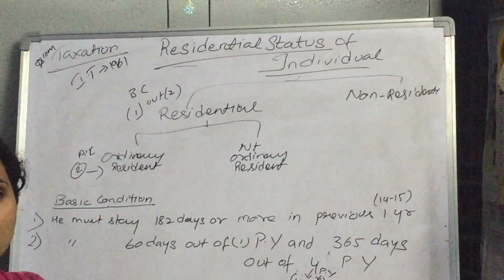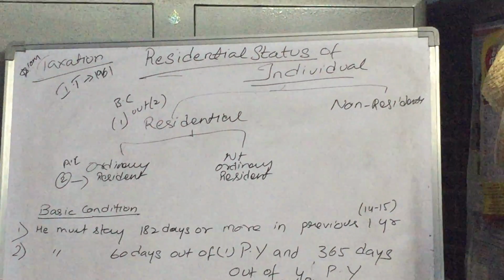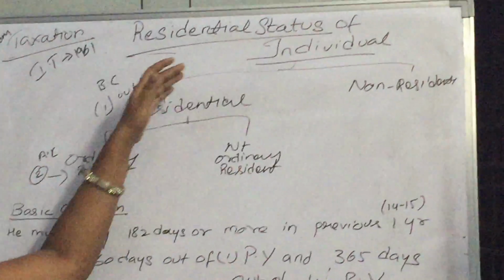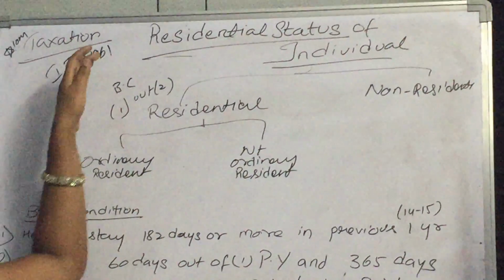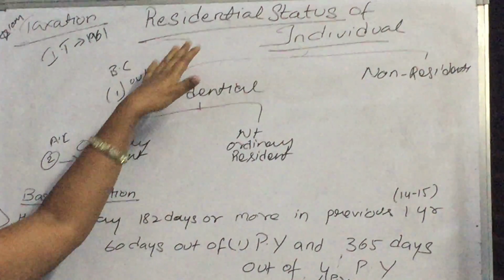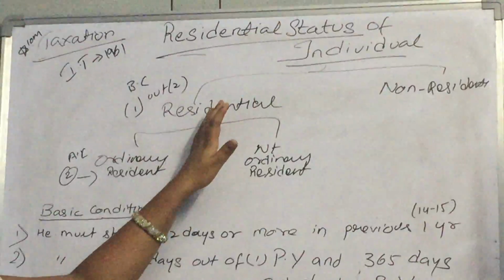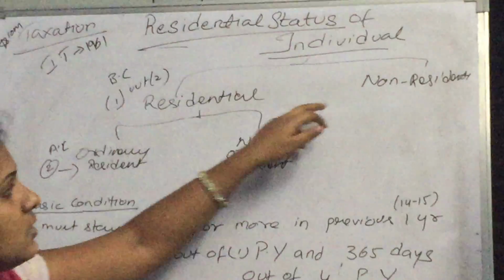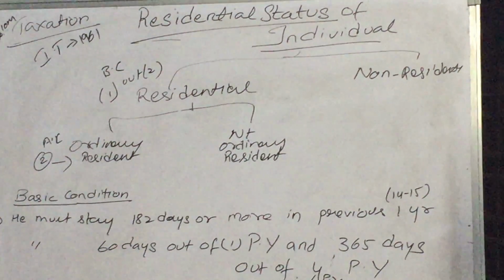Let us discuss the residential status of an individual. How can an individual become resident under the Income Tax Act 1961? Here the residential status of an individual is divided into two types: resident and not resident.